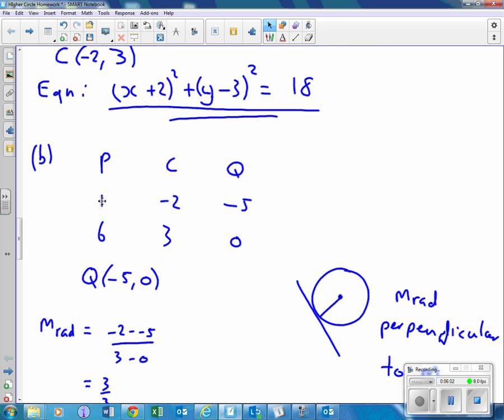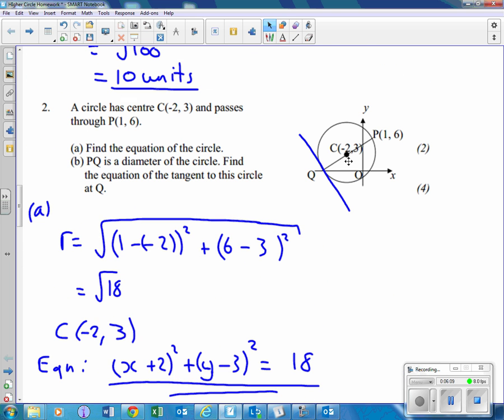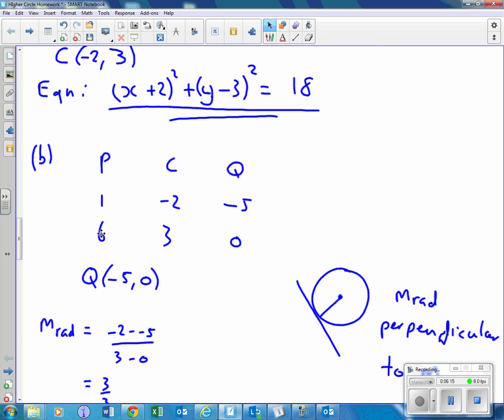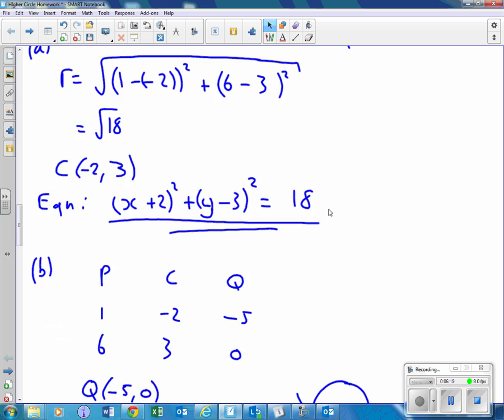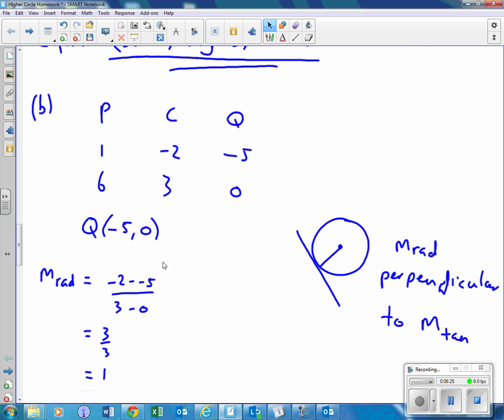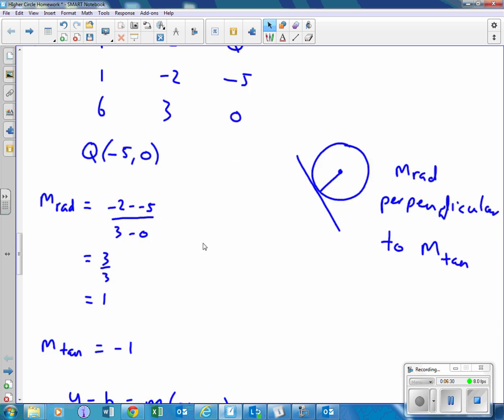Distance for the x coordinate from P to C is a drop of 3. So C to Q will also be a drop of 3 because it's a straight line. So here we've gone from 1 to negative 2 and we'll go to negative 5 for the x coordinate. For the y coordinate we've gone from 6 to 3, so we've got to drop down another 3, so it'll be 3 down to 0. And it's sitting on the x-axis, that's reassuring, because the y coordinate of 0 means that the point lies on the x-axis.